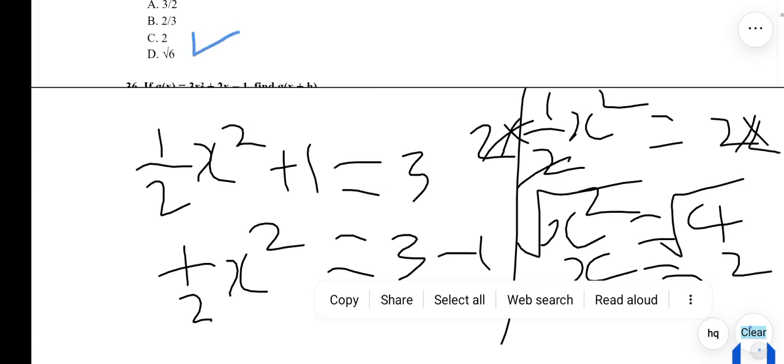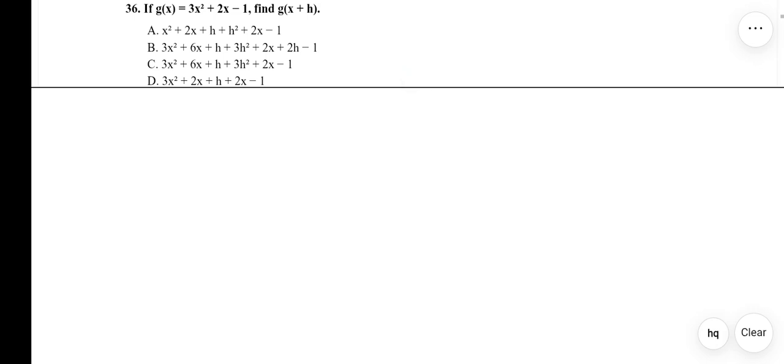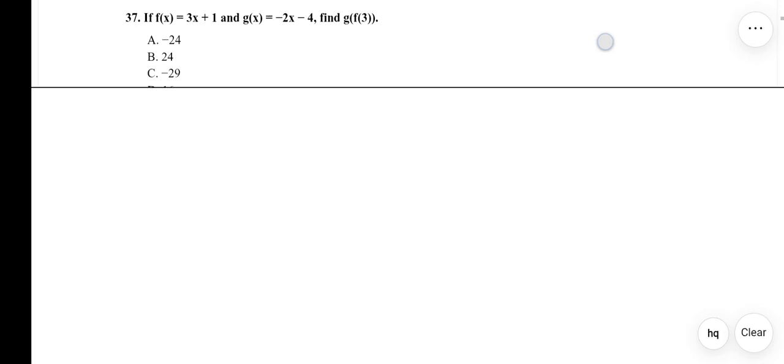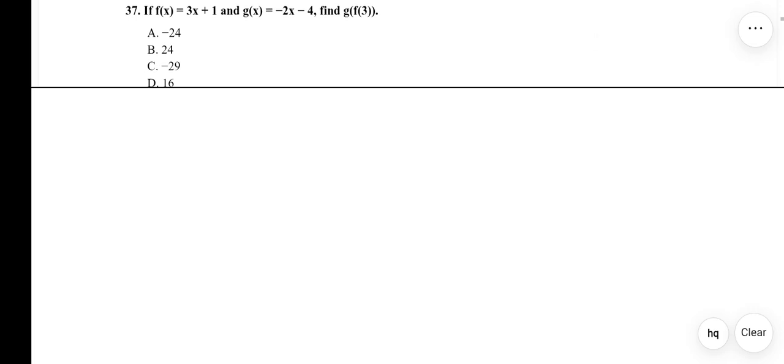Alright, so moving to the next question. I have question 36. I think it's the same as question number 31, so let's just ignore that. Same question. So for 37, I have my f of x as this. I was asked to find g of f of 3. So first of all, what is my f of 3?